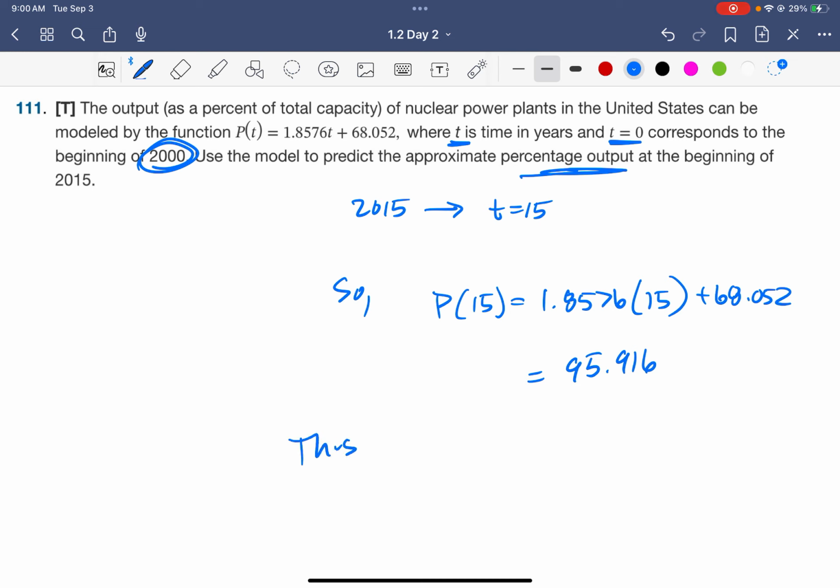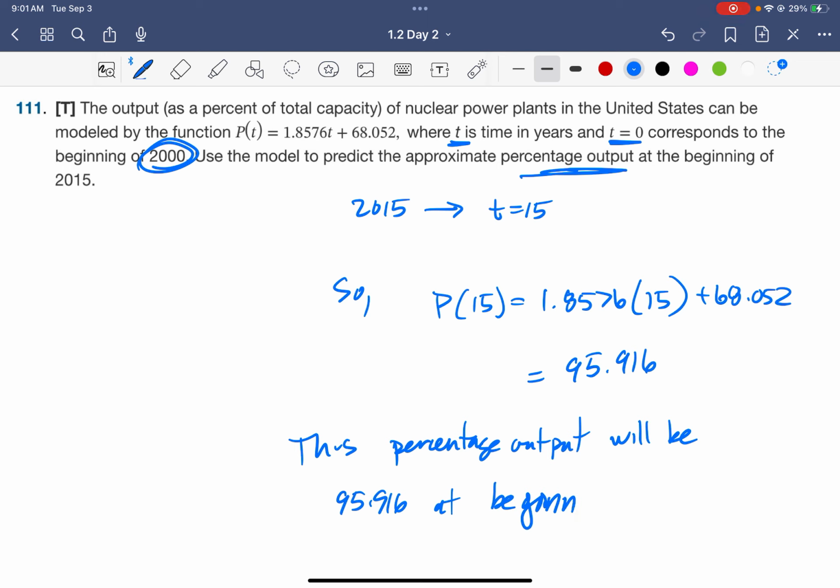Thus, the percentage output will be, there's no approximate, it turned out to be equal for us, but maybe the model has approximation. This much at the beginning of 2015. And we're done.